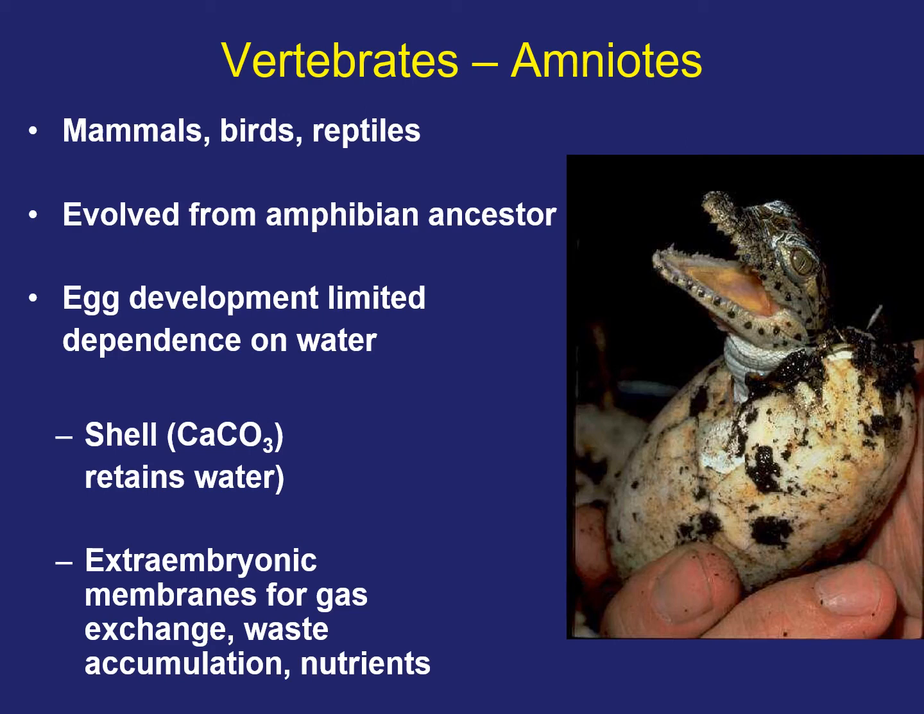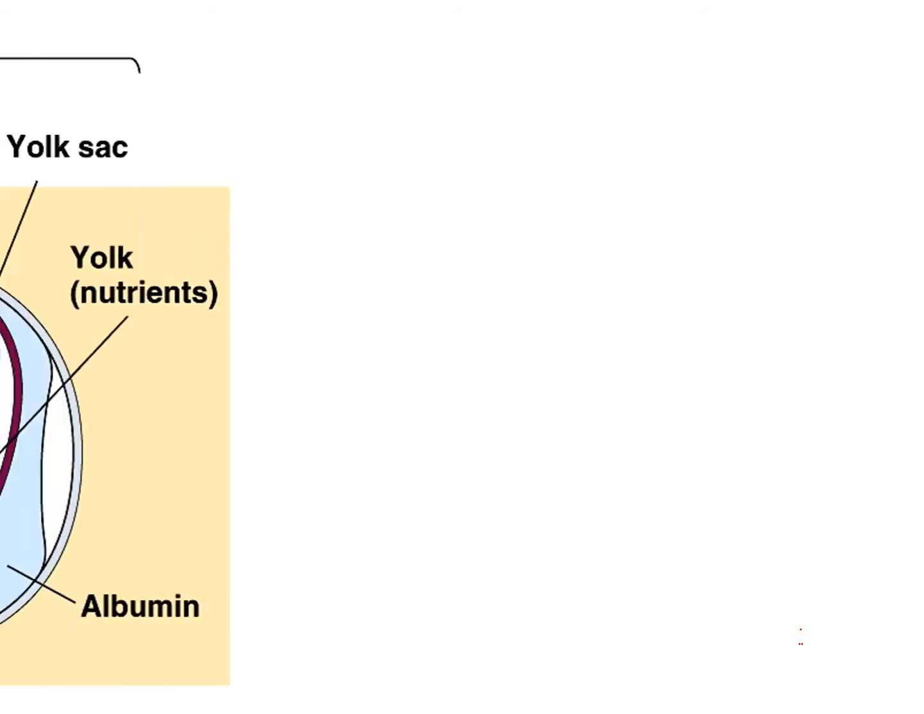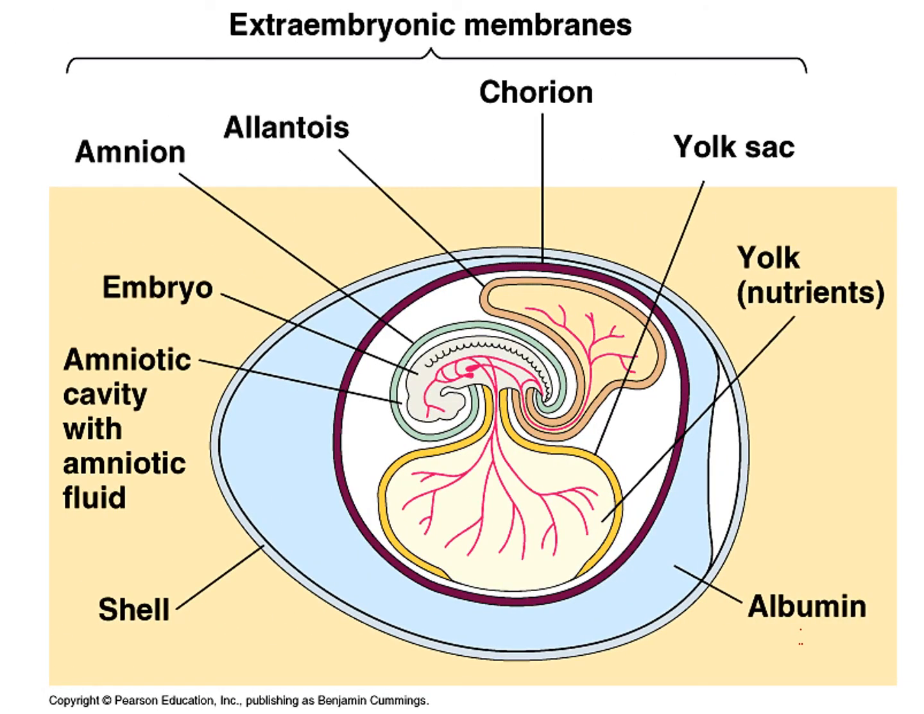These are membranes that are produced by the embryo that allow for gas exchange, waste storage, and also allow for the storage of nutrients that are contributed by the mother. So let's take a look at the egg that we see in reptiles and birds. It's quite a bit different from what we see in amphibians.